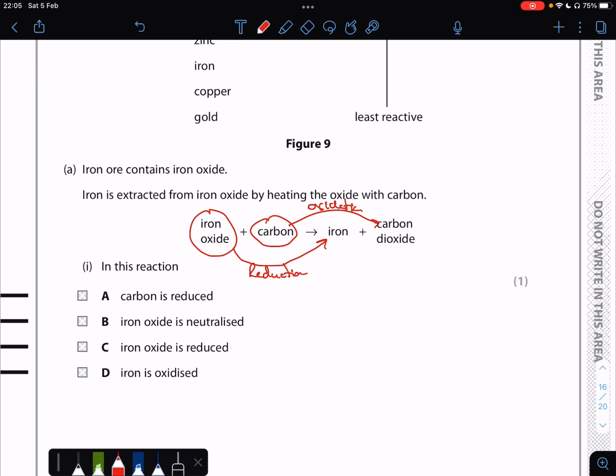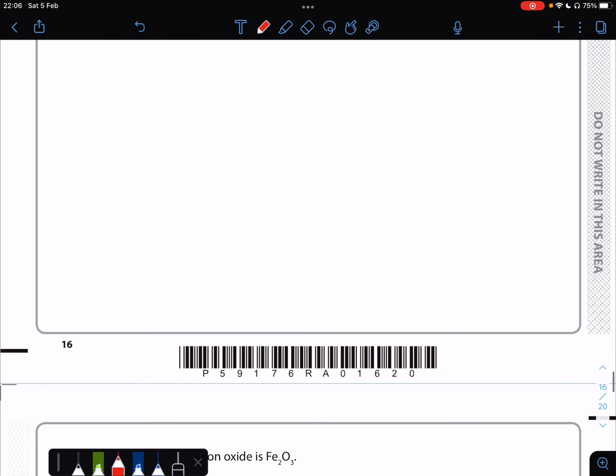So if we just check here, the options, carbon is reduced is not true. Iron oxide is neutralized, that's got nothing to do with it, they're just chucking a scientific word at us, so get rid of that one. Iron oxide is reduced, well we can see, that's what we've actually identified, so it's looking like that one is correct. Let's just check, iron is oxidized, not true. So the only option there that's sensible is option C.